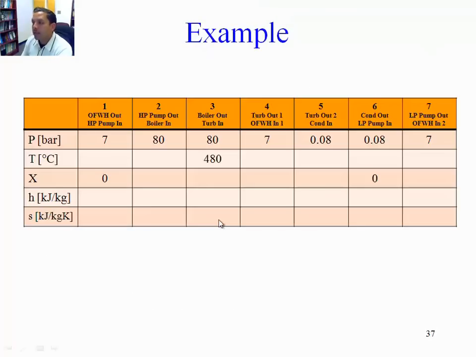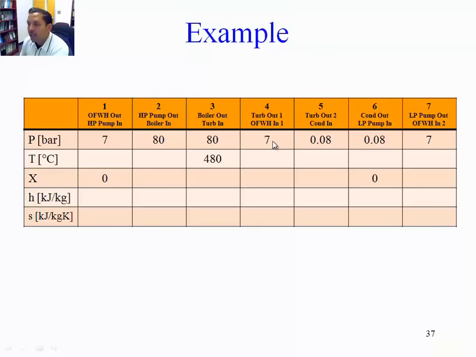All right, so let's start with the summary of the conditions that are given. The open feed water heater operates at 7 bar, which is the first exit of the turbine, turbine out 1, which is the first inlet into the open feed water heater, 7 bar. Then it is passed through the pump. The high pressure pump goes from 7 bar to 80 bar. Then at 80 bar it is passed through the boiler, where it's superheated to 480 Celsius.